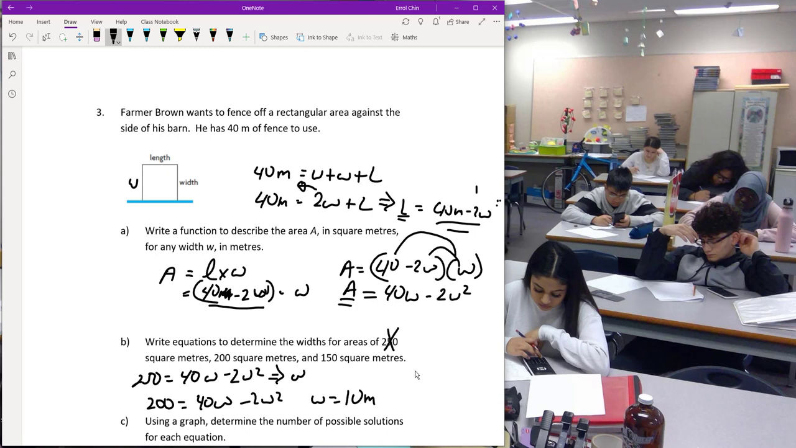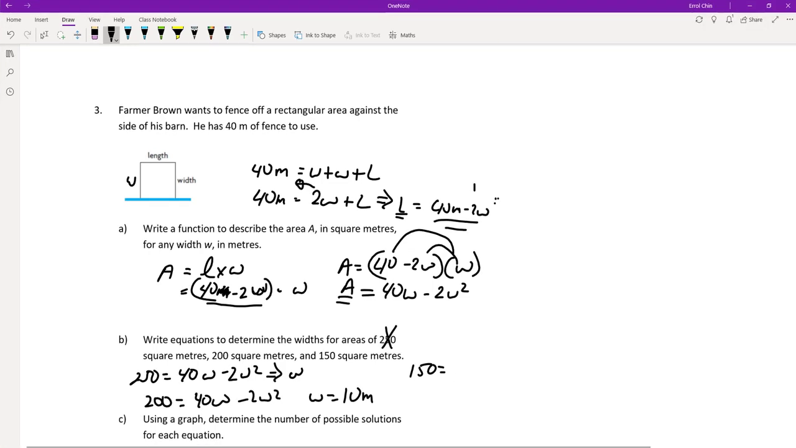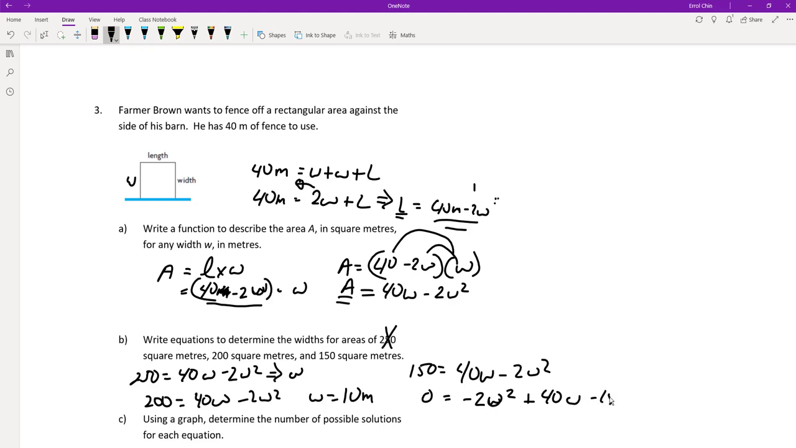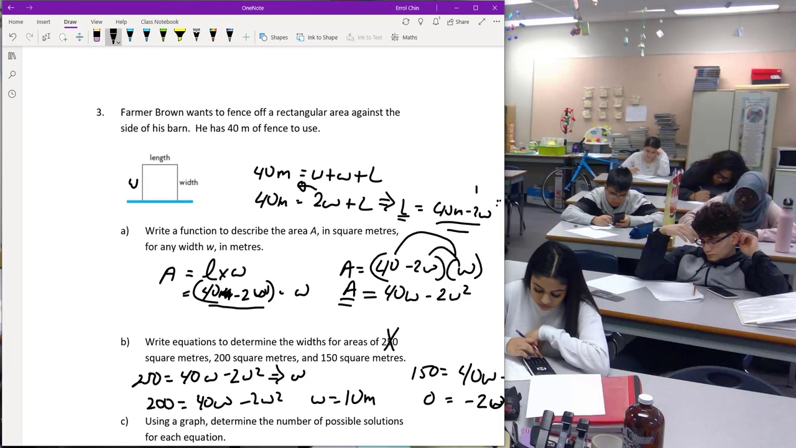Now, if it was 150 square meters, is equal to, oh, let me just blow this up a little bit. 150 is equal to 40W minus 2W squared. Another way of looking at it is you can go 0 is equal to, and let me just change the order of the terms. That's negative 2W squared plus 40W minus 150. We can plot that as well. Okay, and so let me close that up a little bit, and I'll bring Desmos back up.